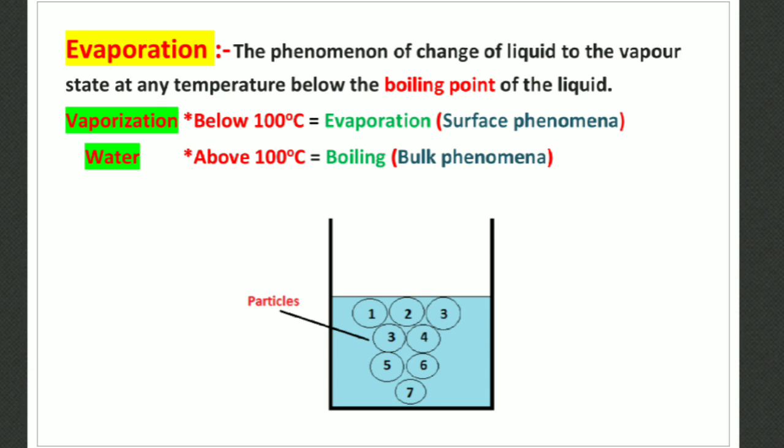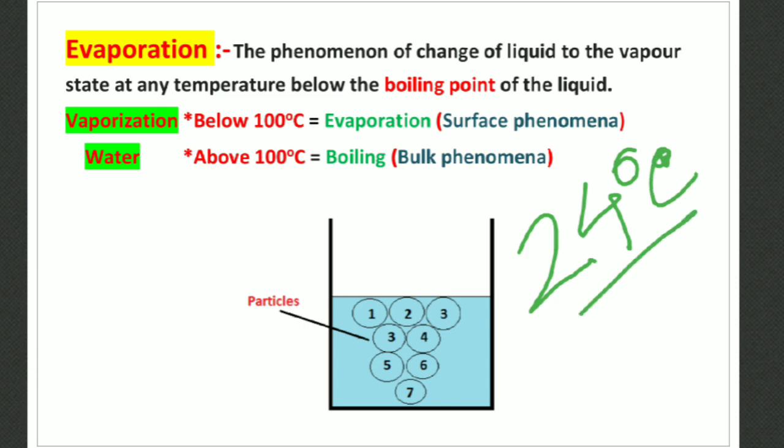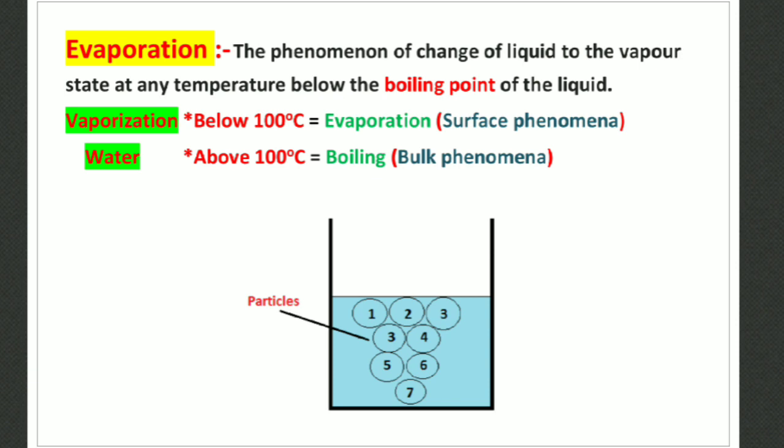Now, below the boiling point, evaporation can take place at any temperature. It may be at room temperature, that means 24 degrees Celsius also, because of the sunlight. In natural phenomena we see this evaporation. In nature we see evaporation as the water cycle actually. Because of the sunlight, the water cycle is an example of evaporation.